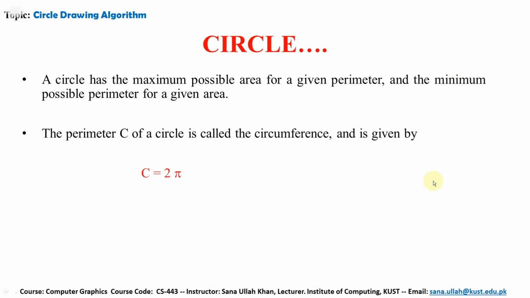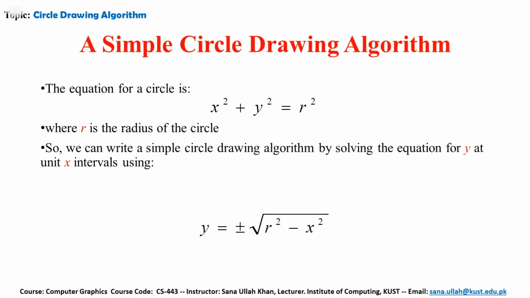The circle has the maximum possible area for a given perimeter and the minimum possible perimeter for a given area. The perimeter C of a circle is called the circumference, and mathematically it can be written as C is equal to 2 pi r. So, the simple circle drawing algorithm: the simple equation for the circle is x square plus y square is equal to r square, where r is the radius of the circle.